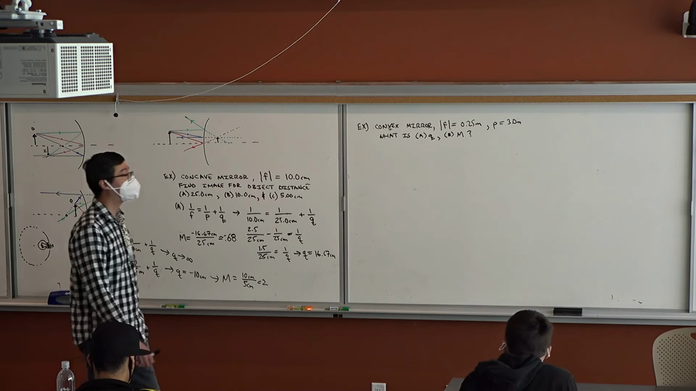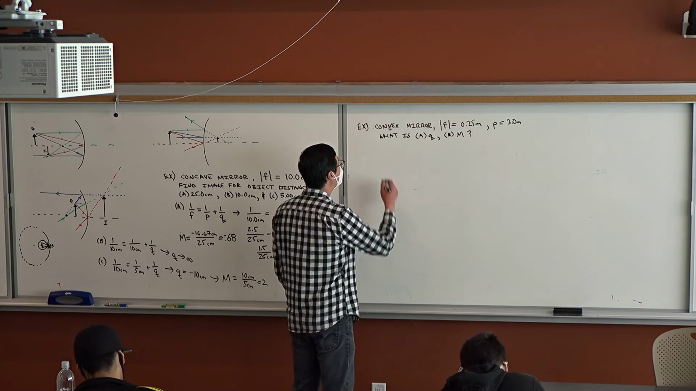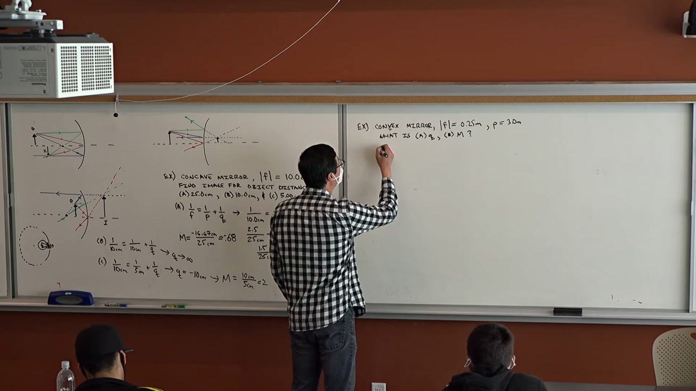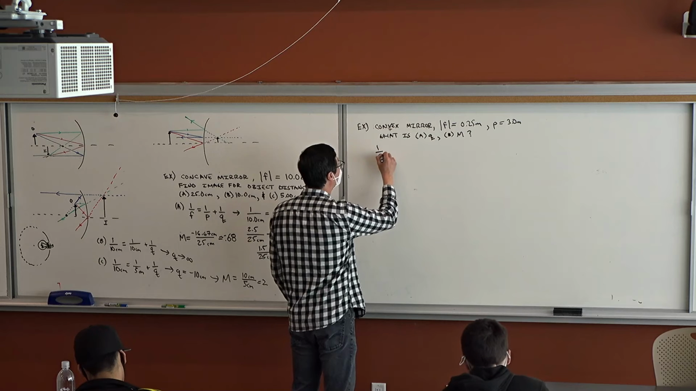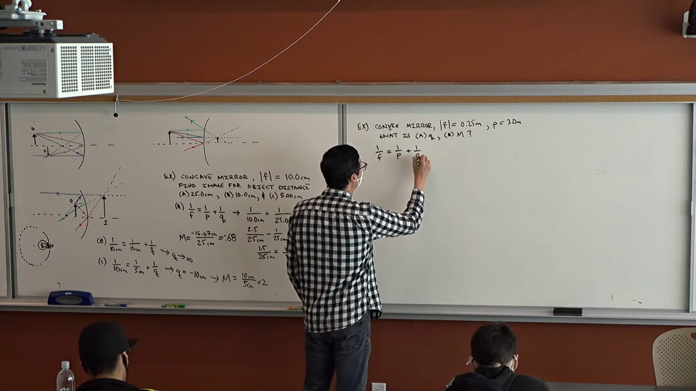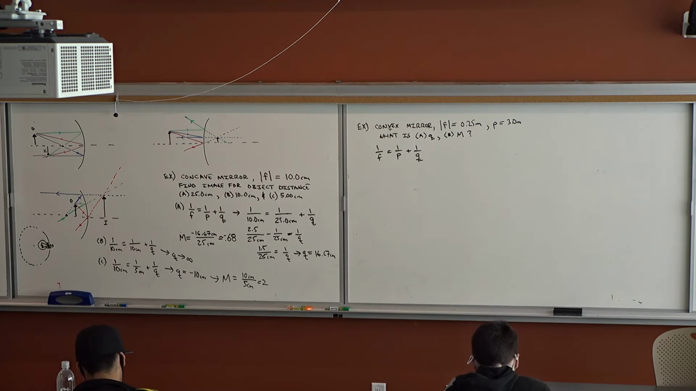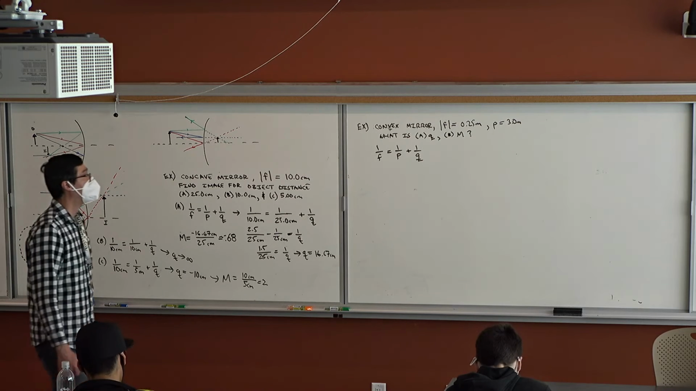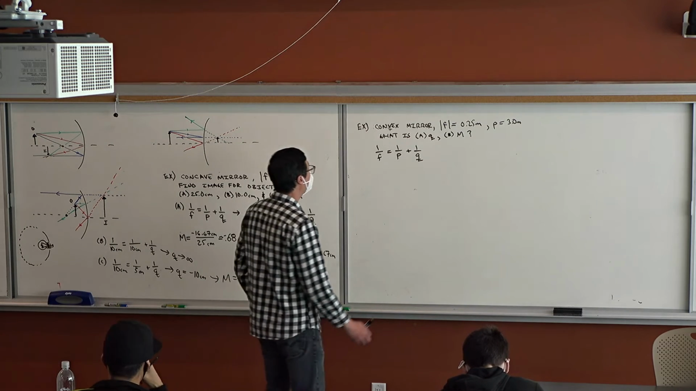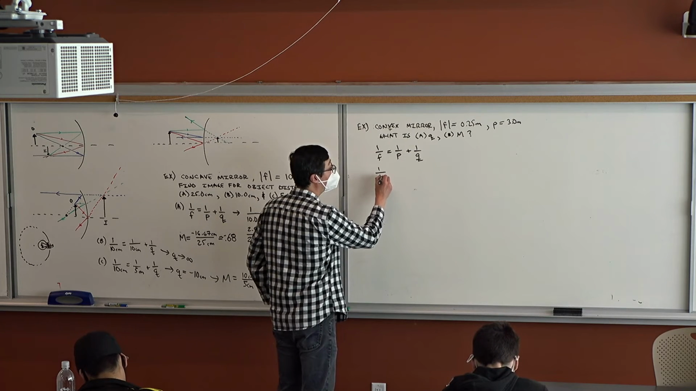What are we doing? First we have to find q, so use the equation 1 over f. So help me plug in values. Negative.